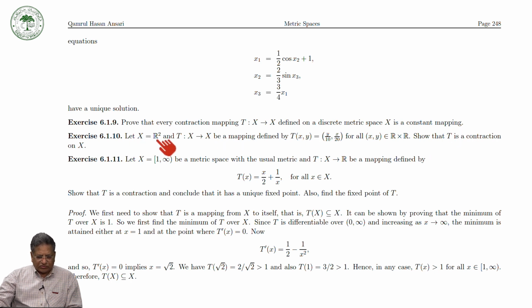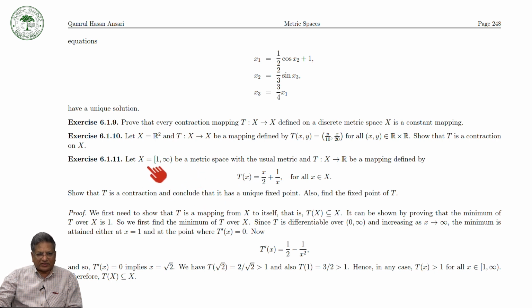Now let's take X equal to R², and T is defined in this way: T(x, y) equals (y/10, x/20). Then show that T is a contraction on X. Now I go to the next exercise.